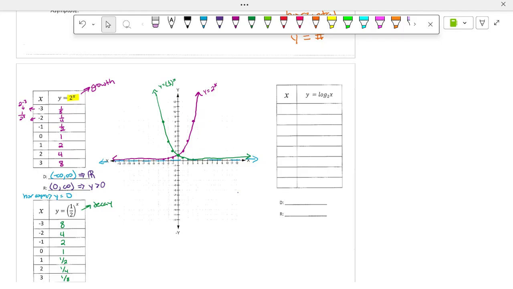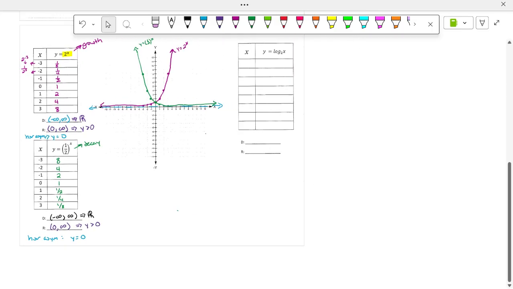All right. But if your domain is all real numbers, then it doesn't matter whether you started low and got high or vice versa. All right. Okay, so that's just the basis of the graphs.